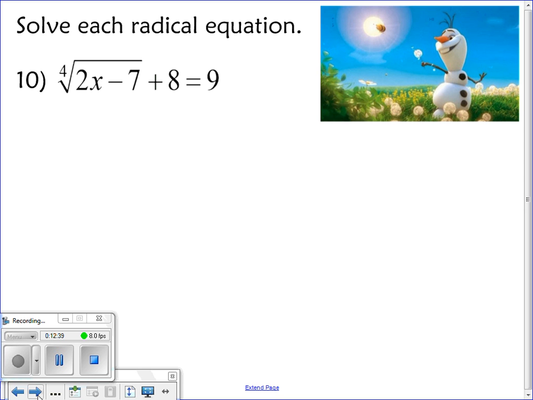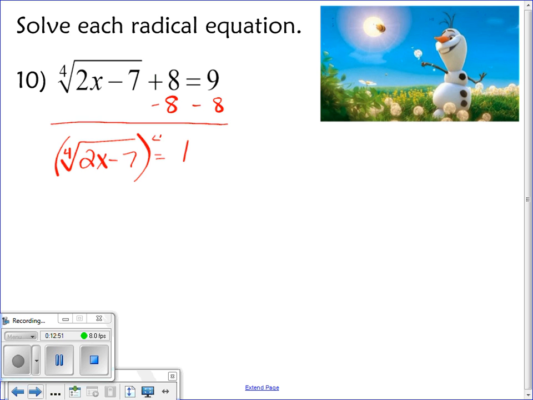Good. Subtract 8. So the 4th root of 2x minus 7 equals 1. Good. We have to raise it then to the 4th power since it's a 4th root. Okay, hold on. I know most of you are real excited and flying. I want to make sure I don't lose anybody, though. So that'll make that 2x minus 7. What's 1 to the 4th?